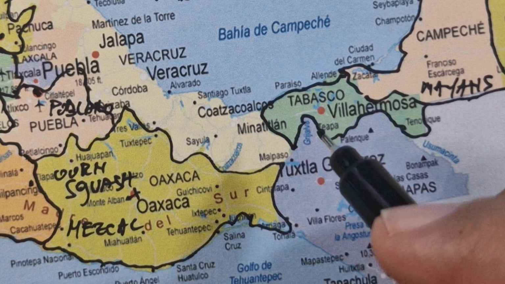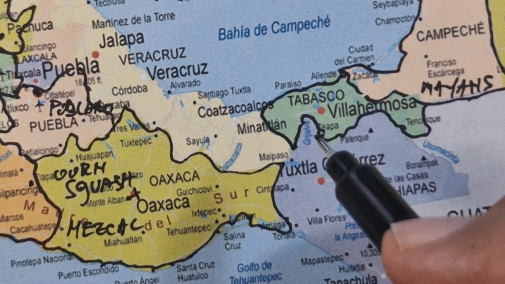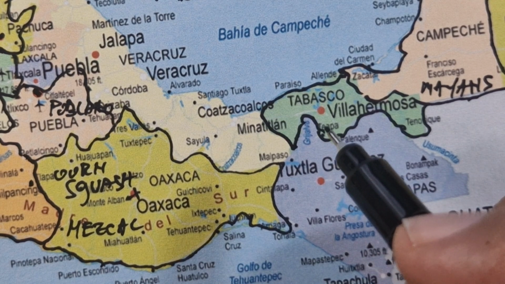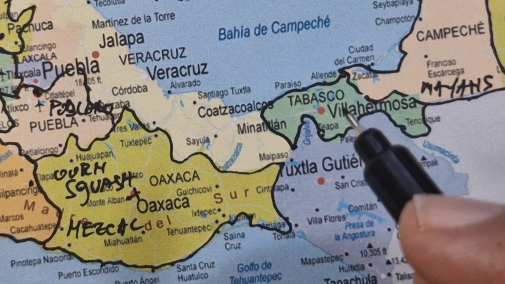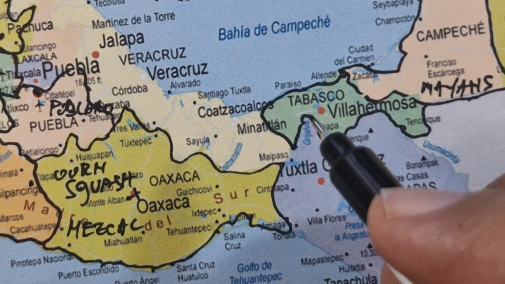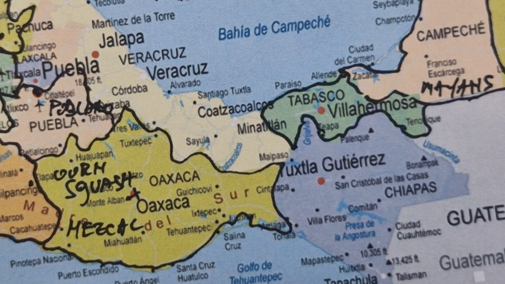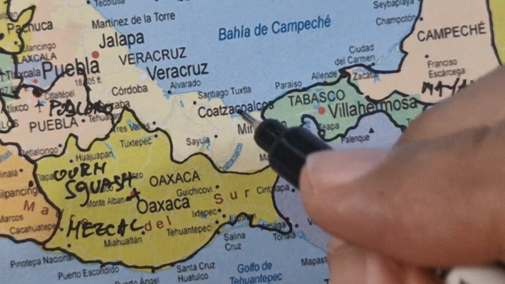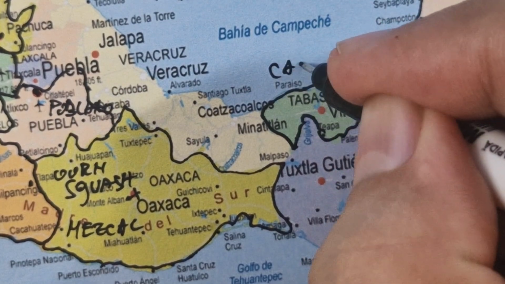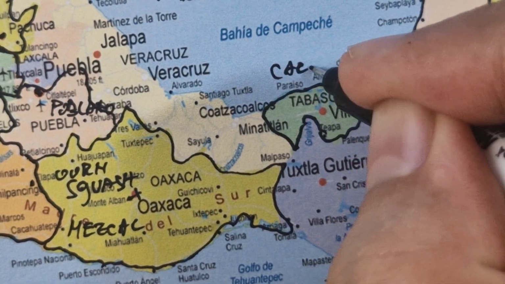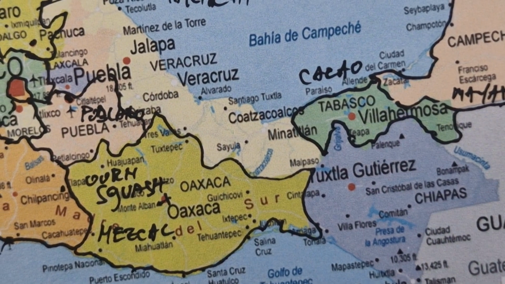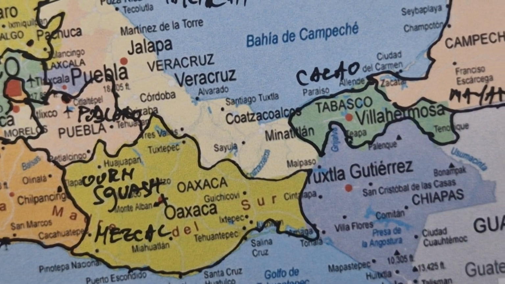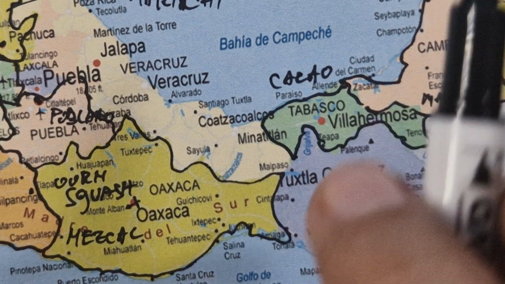Villahermosa lies at the heart of Mexico's cacao production region, and its mills and warehouses process a wide variety of tropical crops, including sugarcane. So they have cacao. These are the facts about Tabasco.